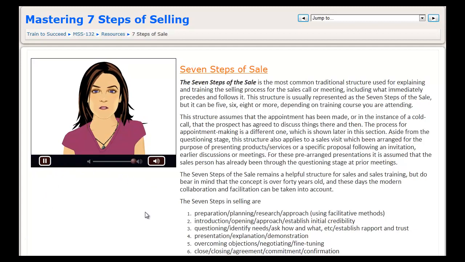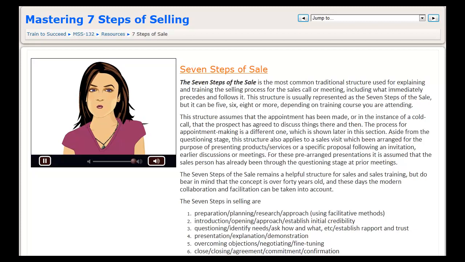The 7 steps of the sale is the most common traditional structure used for explaining and training the selling process for the sales call or meeting, including what immediately precedes and follows it. This structure is usually represented as the 7 steps of the sale, but it can be 5, 6, 8 or more, depending on the training course you are attending.